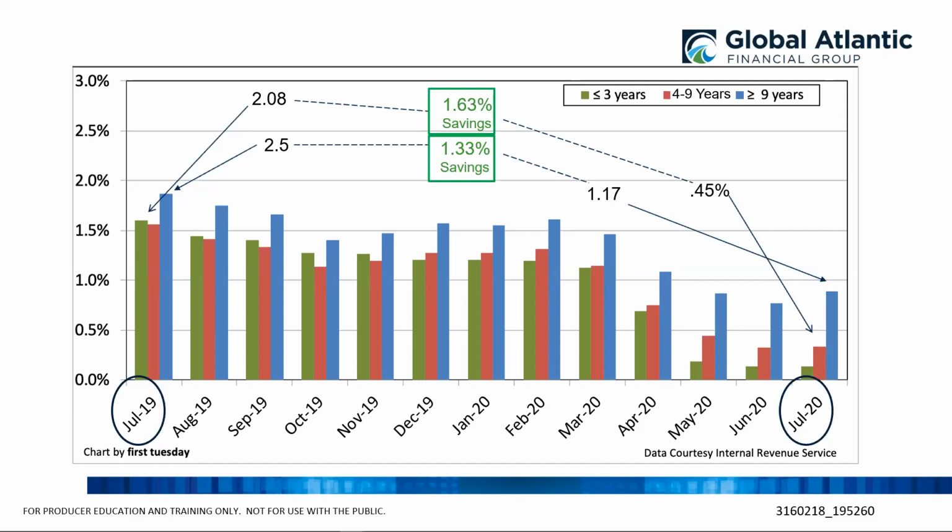So what this is really illustrating, hopefully it's jumping off of your computer in front of you right now, is that look at the savings. The difference from 1 year ago, short-term AFR was 2.08 versus .45 today. That is 163 basis points, or 1.63% savings in just 1 year. That's how far the rates have dropped. Looking at long-term, again, last year they were 2.5, and now they're at 1.17. That's 1.33% less.